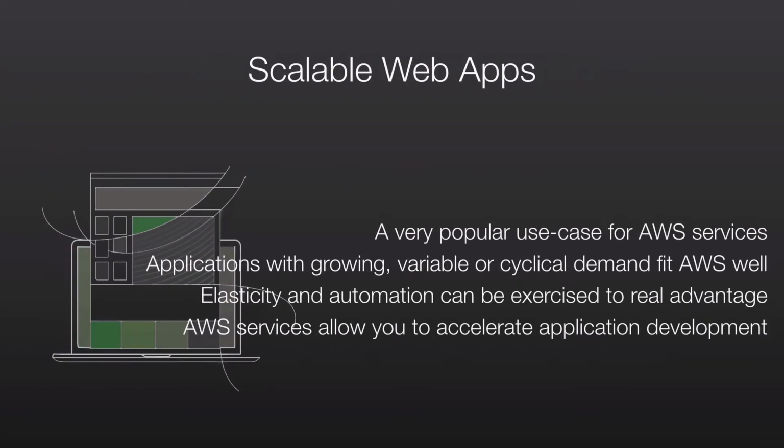Now, this is a super popular use case for AWS services, and there's a very good reason for that, which is obviously that web applications tend to have either growing, variable, or cyclical demand. And those kind of applications fit the cloud generally, and the AWS cloud specifically, extremely well. You can exercise elasticity and automation to real advantage.